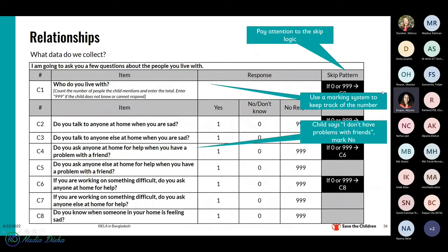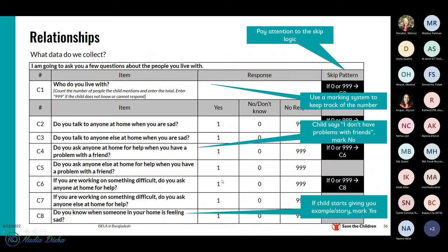Oh, and this is important. When you're counting who they live with, the enumerator should have a marking system. Either they're writing on a piece of paper and tallying up, or they're using their fingers as the child is listing people. Then they can track the number that way. If the child says, I don't have problems with friends or something like that, then you would mark no. And if the child starts giving an example in any of these cases, then you could mark yes.